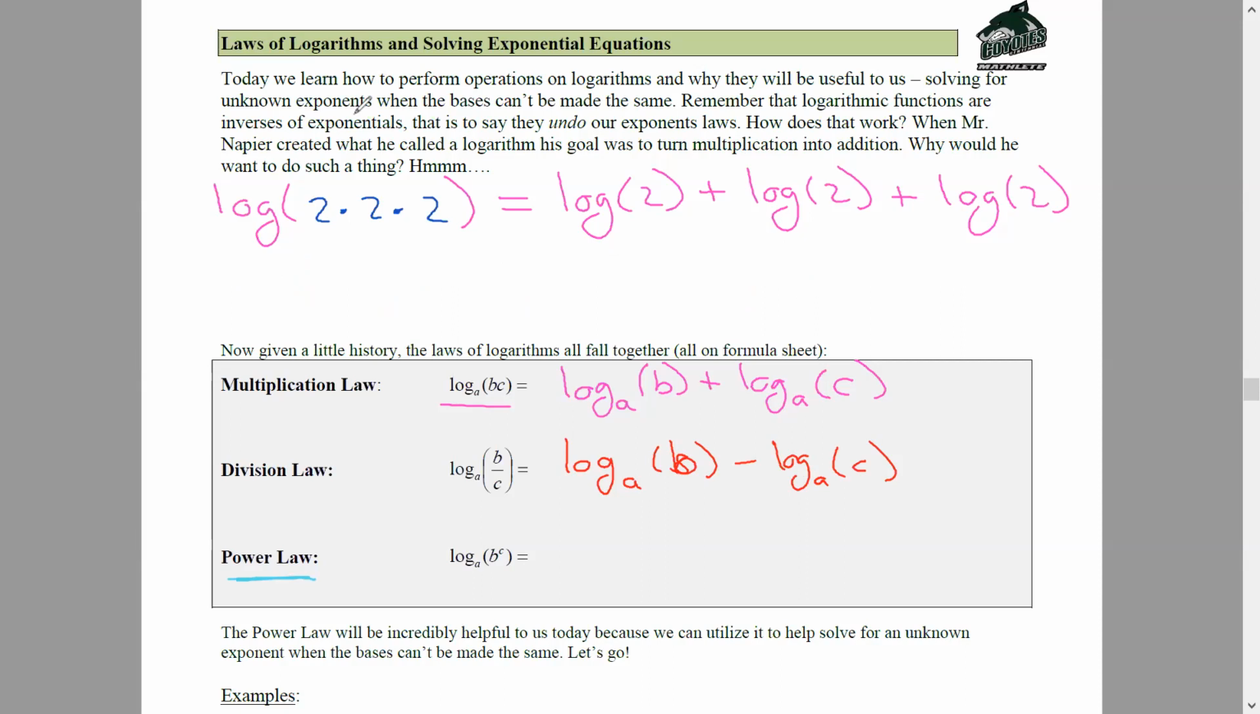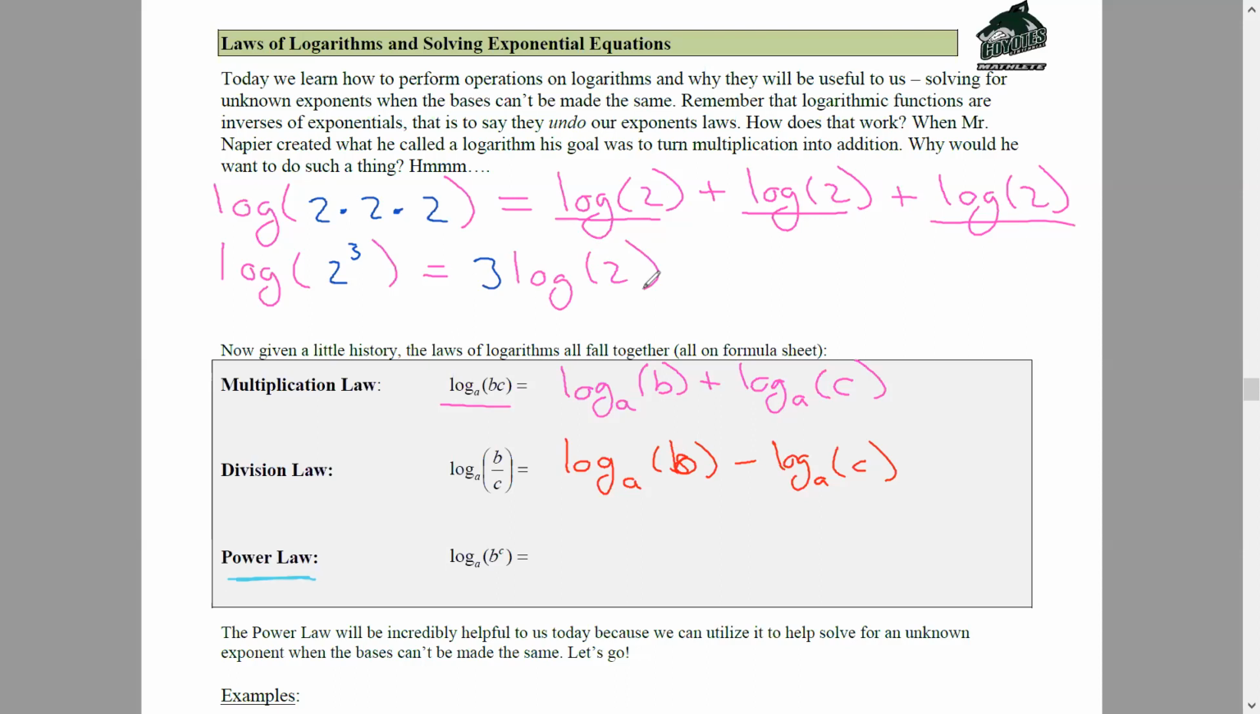Come on, let's keep working with this. I know there's a better way to write this. 2 times 2 times 2 is really 2 cubed. Agreed? Hope you agree. And on the right-hand side here, I know there's a better way to write this. Log 2 plus log 2 plus log 2. Like if that's x plus x plus x, you would say that's 3x. Well, guess what? Log 2 plus log 2 plus log 2 is 3 log 2.